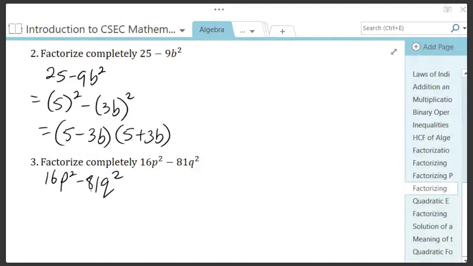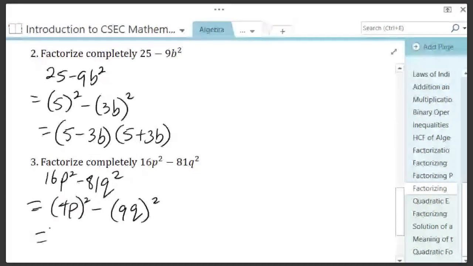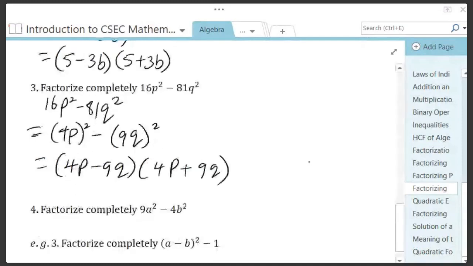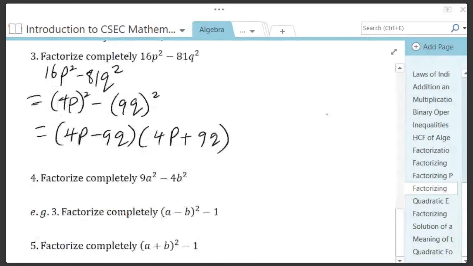Okay, so the square root of 16 here is 4. Square root of p squared is p, all squared, minus square root of 81 here is 9. Square root of q squared is q, all squared. So using the terms inside of the brackets here to write the conjugates, this is 4p minus 9q multiplied here by 4p plus 9q. Okay? So move on to number 4 here.